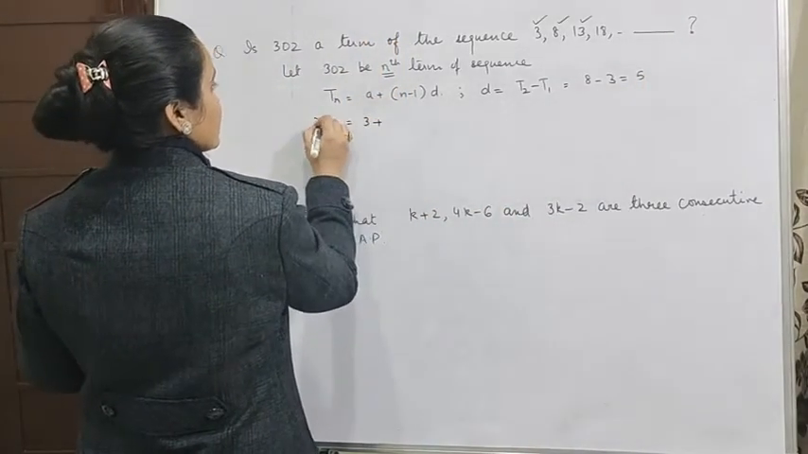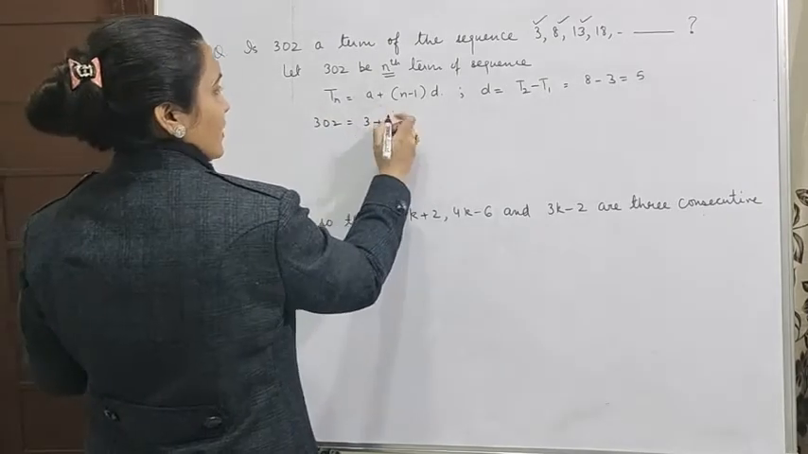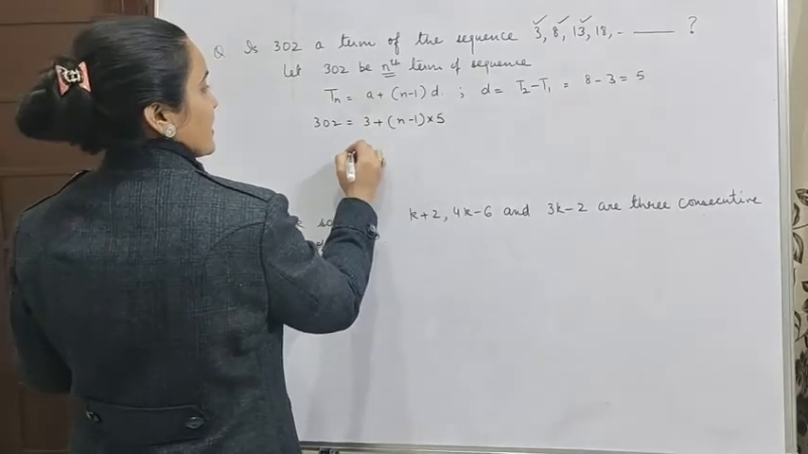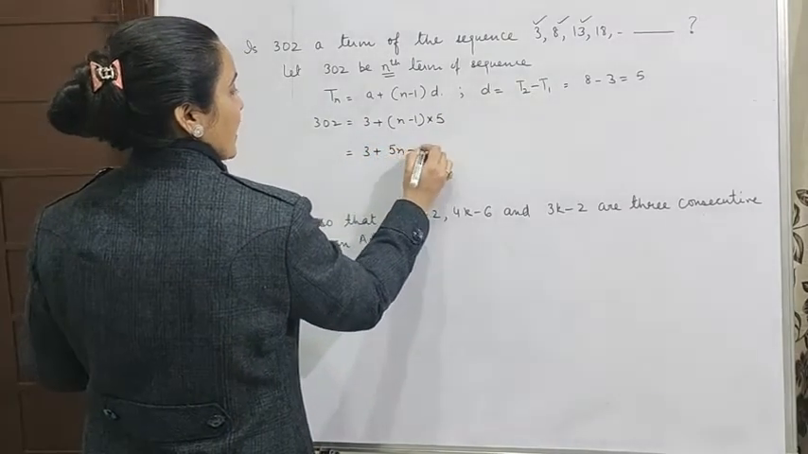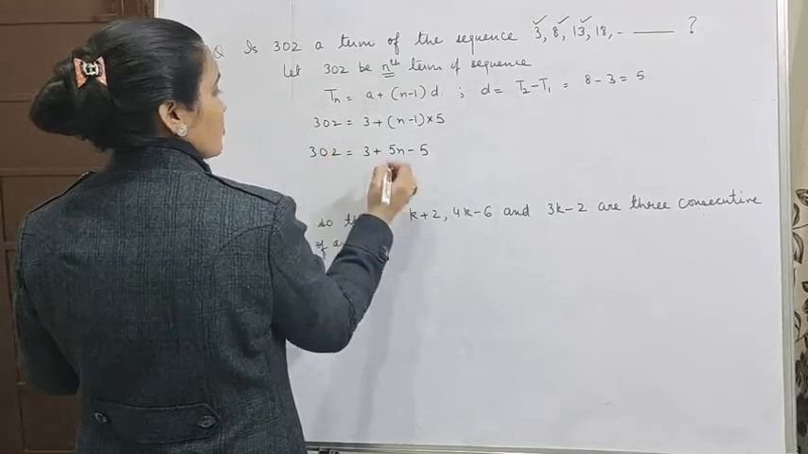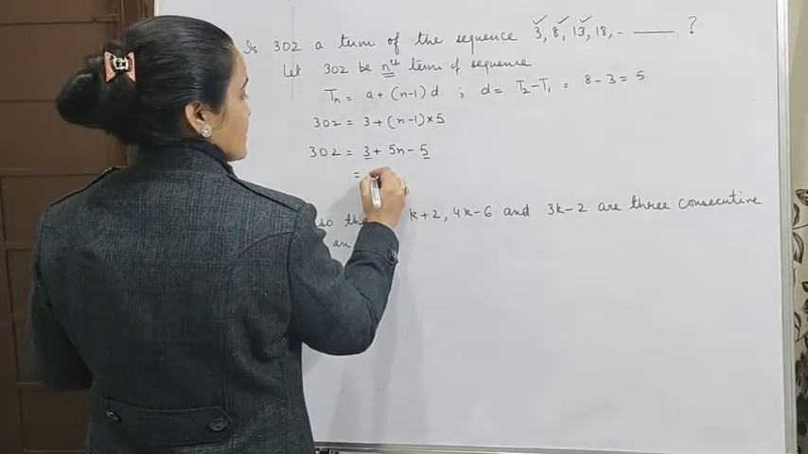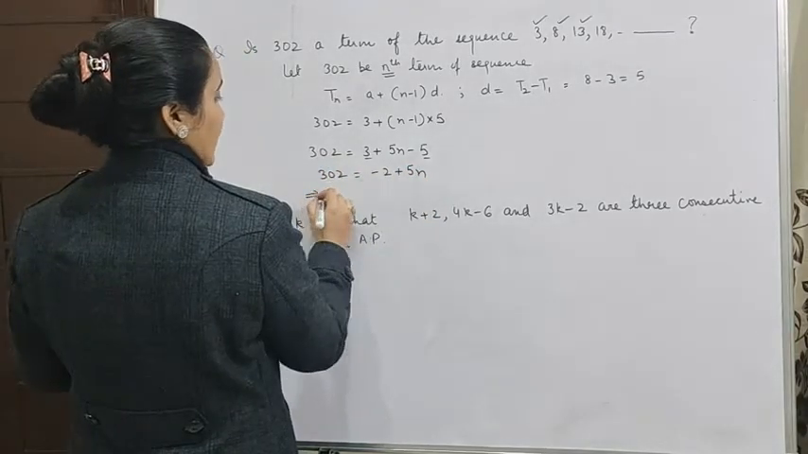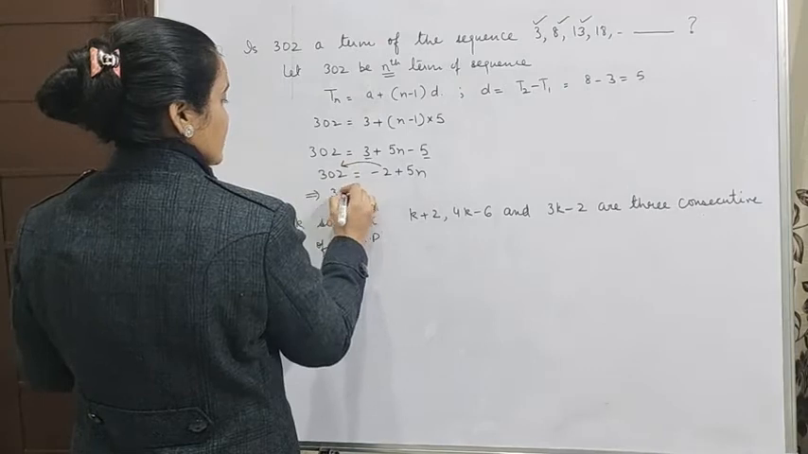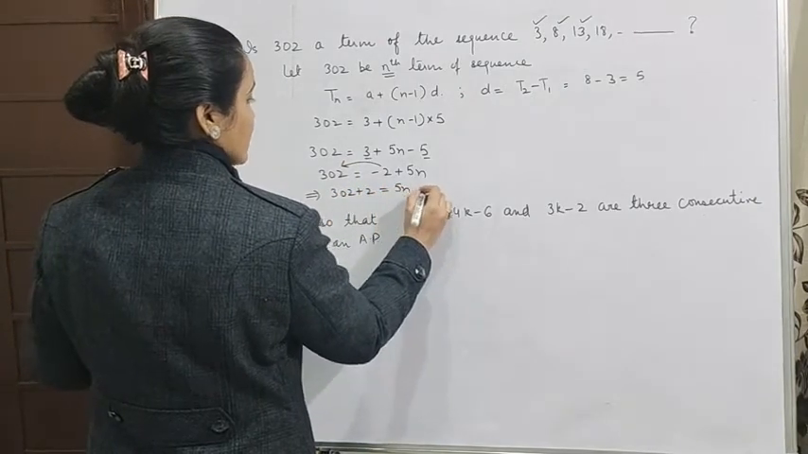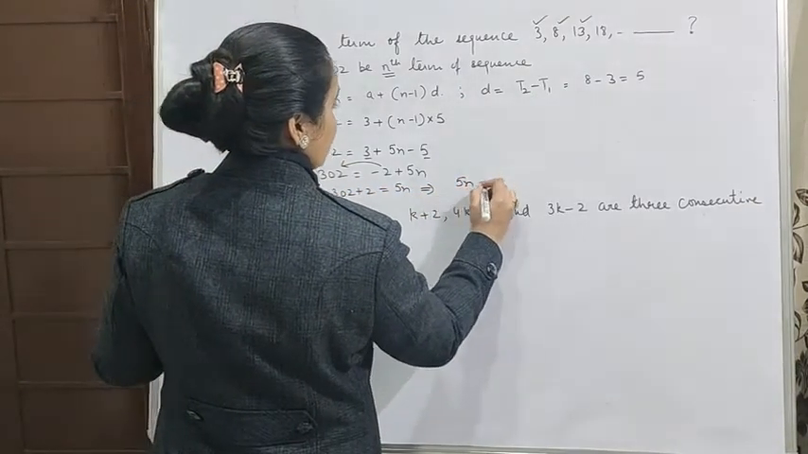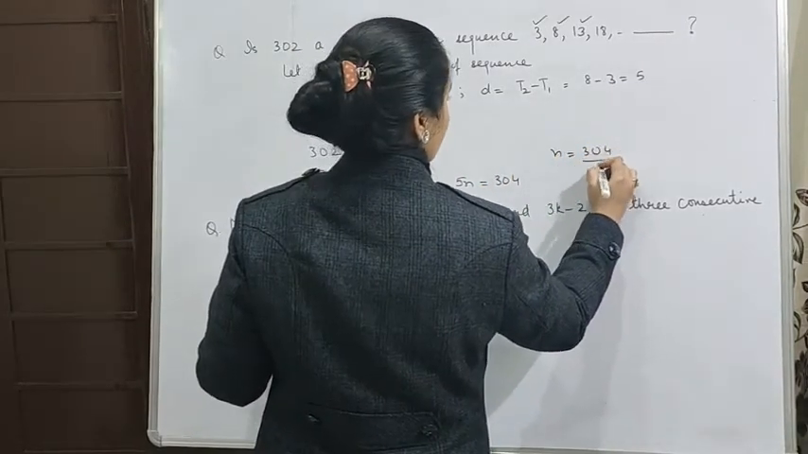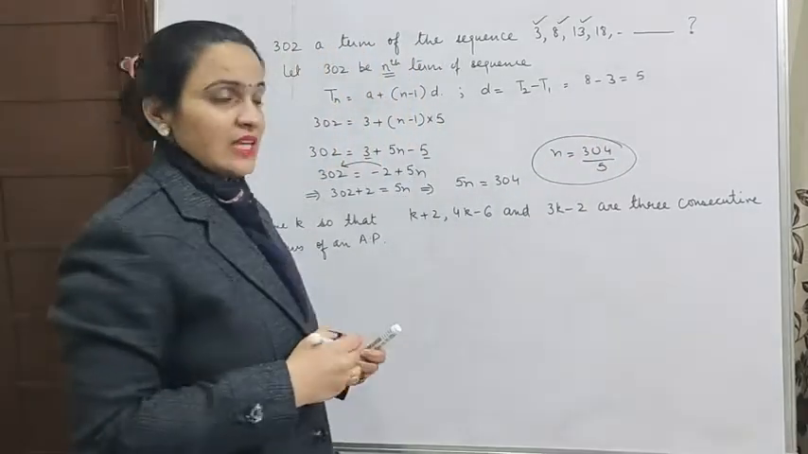So 302 is equal to 3 plus n minus 1 times d, which is 5. So it is 3 plus 5n minus 5. So 302 equals 3 minus 5, which is minus 2, plus 5n. So 302 plus 2 is 5n. This implies 5n is equal to 304, so n is equal to 304 upon 5. n cannot be a fraction.